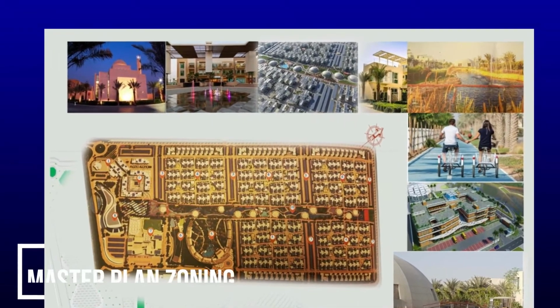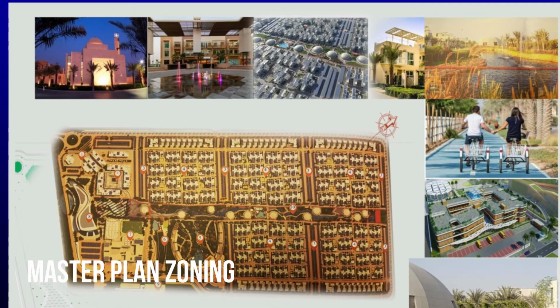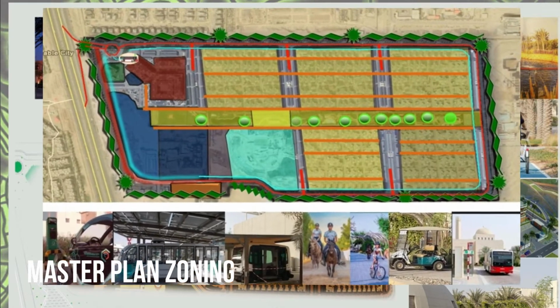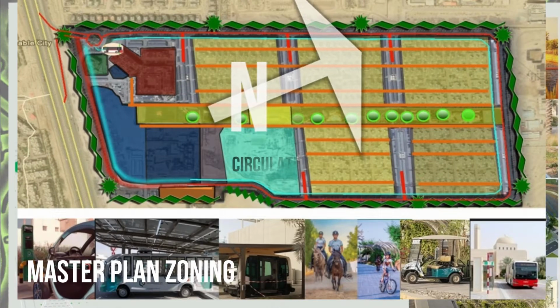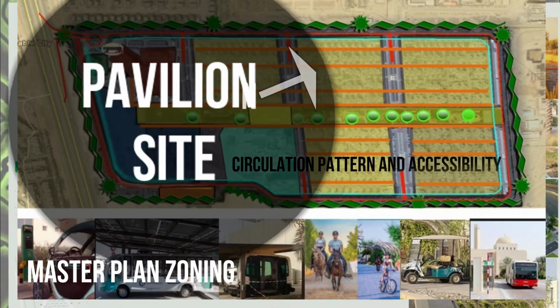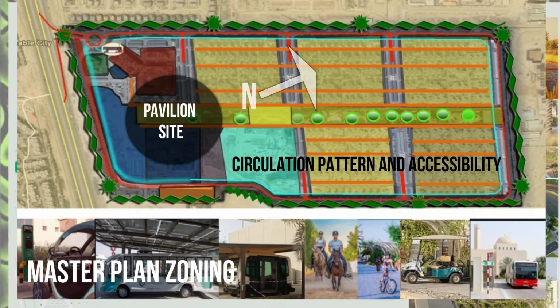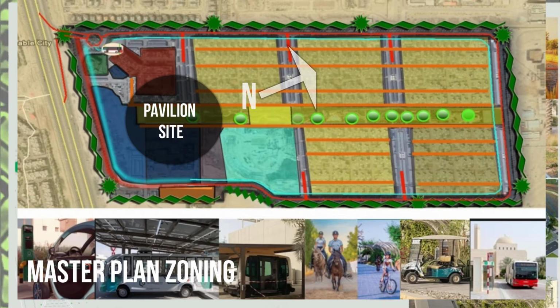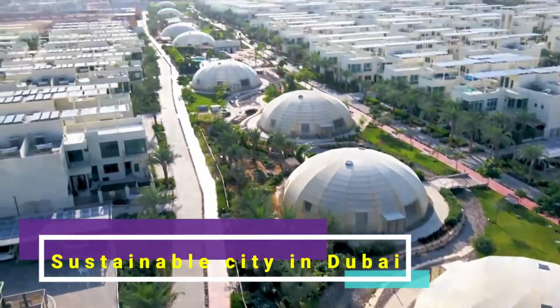The proposed site is located in Sustainable City and Dubailand, representing a mixed-use development for a wide range of users. Livable circulation patterns around the city include different kinds of pathways, such as cycling paths, walking, riding, and electric cars.